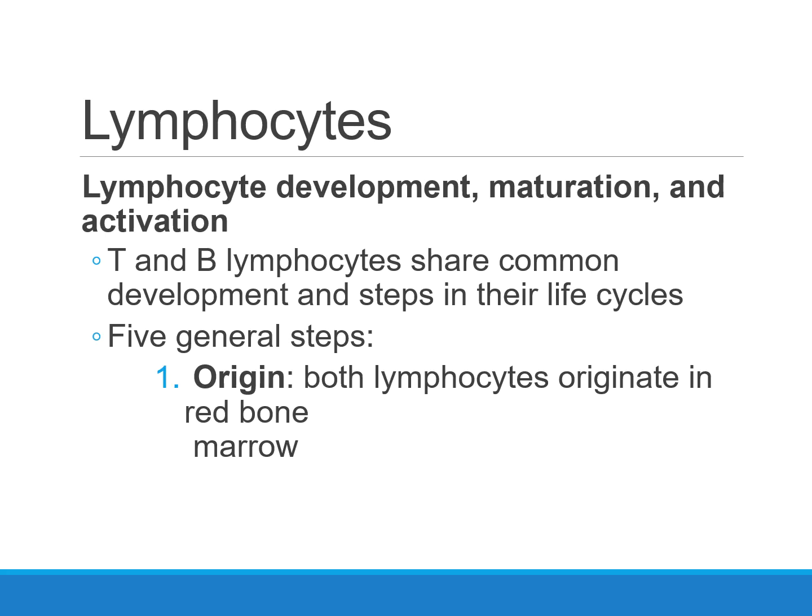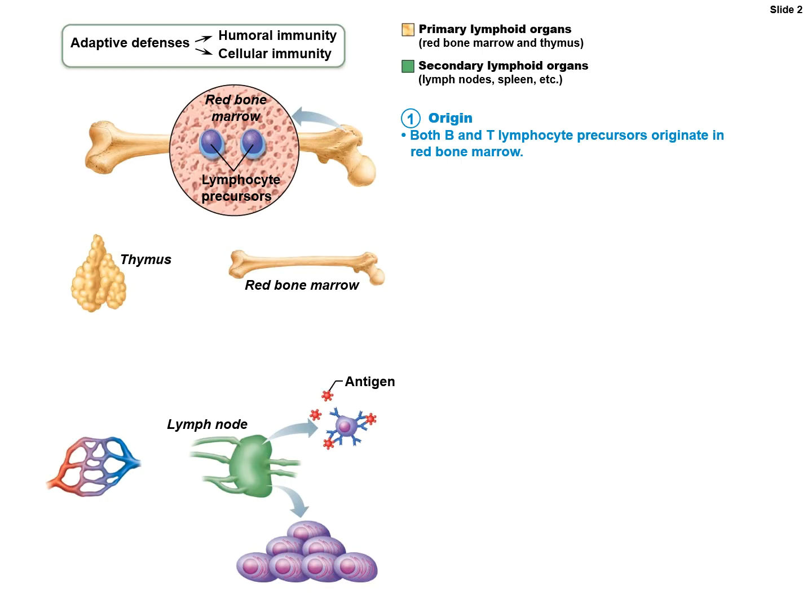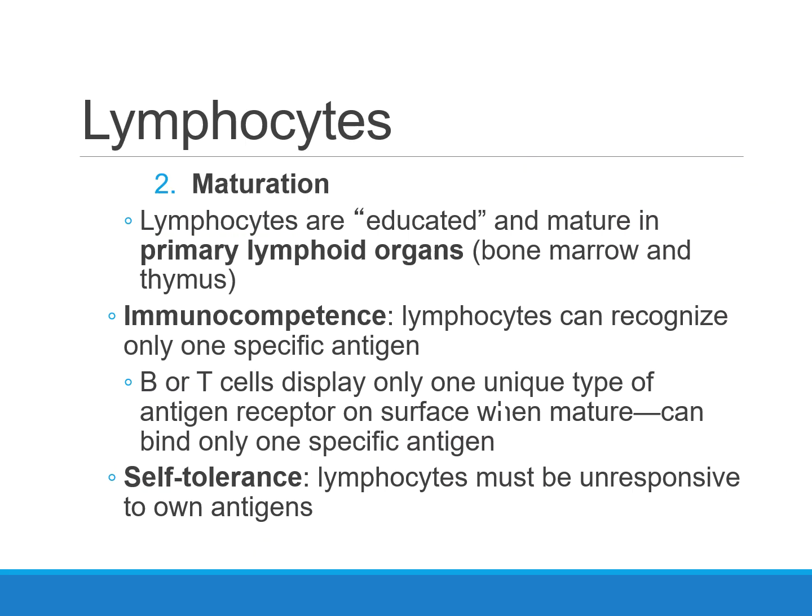What about lymphocytes? Lymphocytes have a common development, and the steps in their life cycle are common. There are 5 general steps. The origin for both the B and T cells is the red bone marrow. Then the maturation process: lymphocytes are educated and mature in a primary lymphoid organ, either the bone marrow or the thymus. This is where they gain immunocompetence, which is the ability to recognize only one specific antigen.